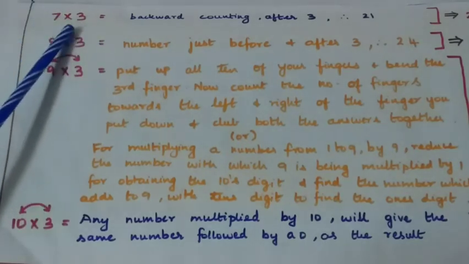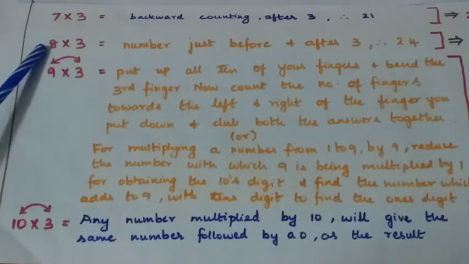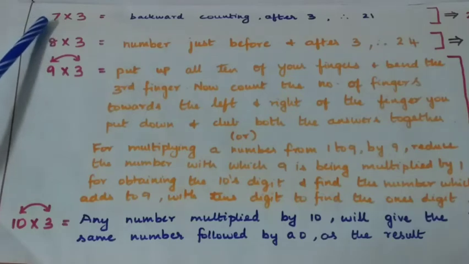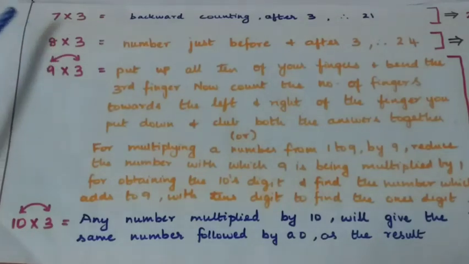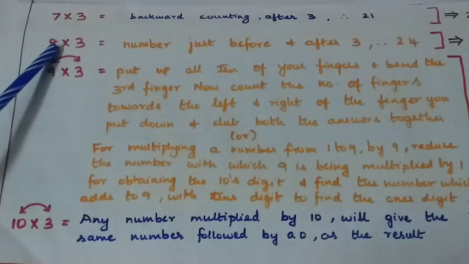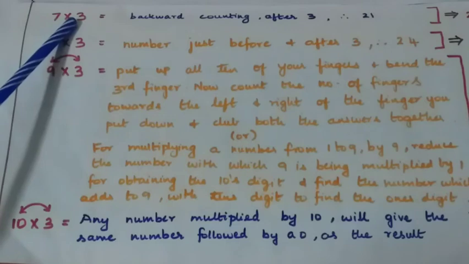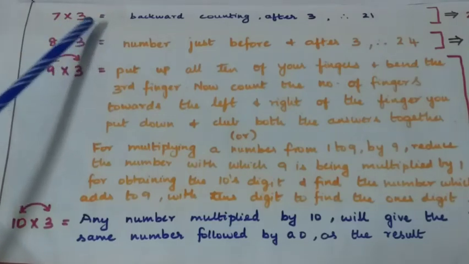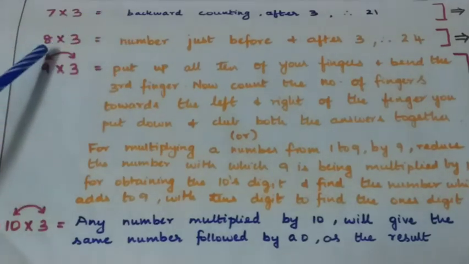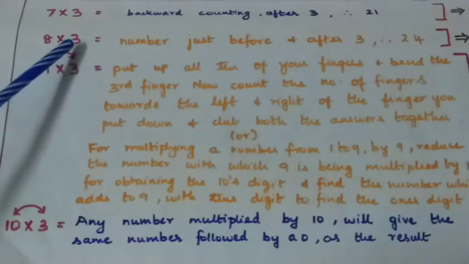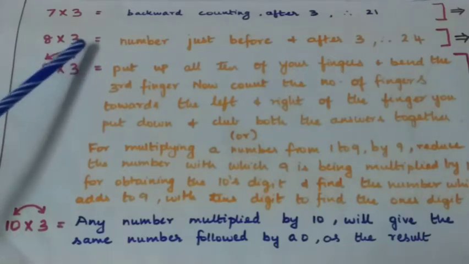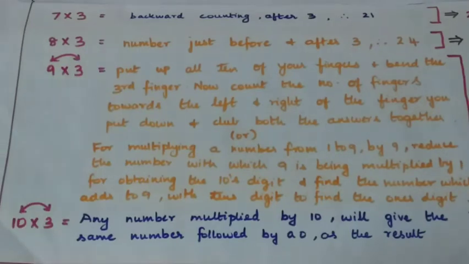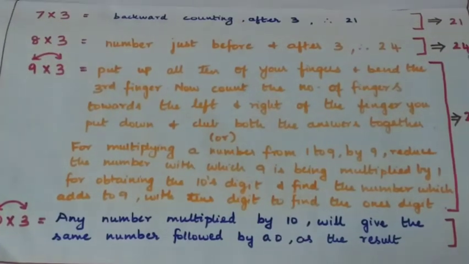So when 3 is being multiplied by 7 and 8, the first thing that needs to come to the child's mind is backward counting and the concept of just before and after. So here, since it is backward counting, it is 3, 2 and 1. So 7 3s are 21, and here it is 8 into 3 where we use the concept of just before and after. The number just before 3 is 2 and just after is 4. So the result is 24.